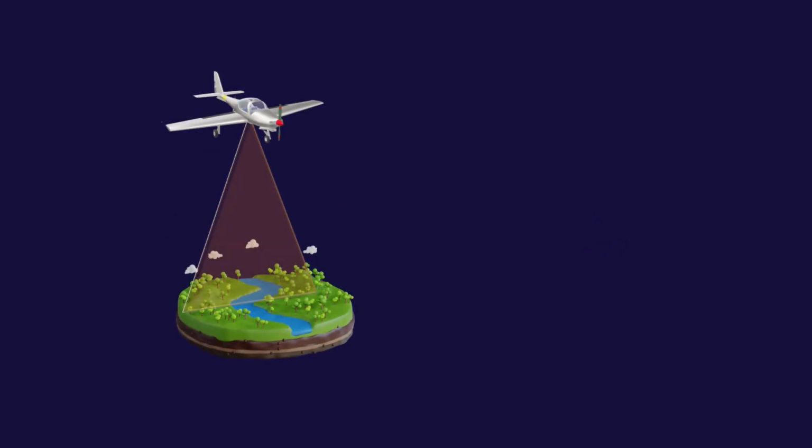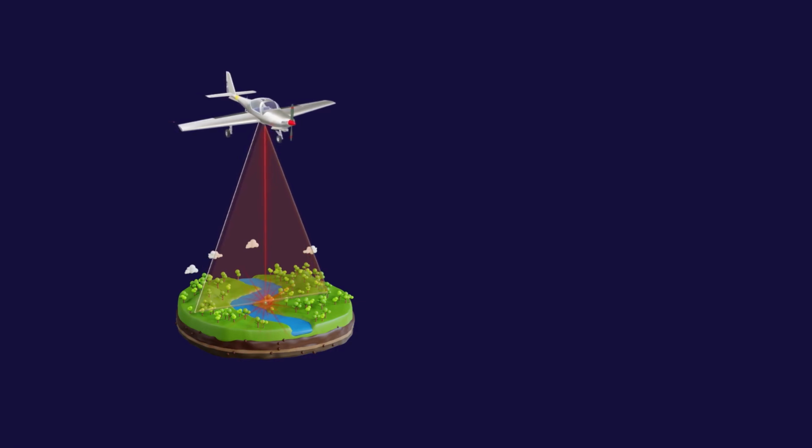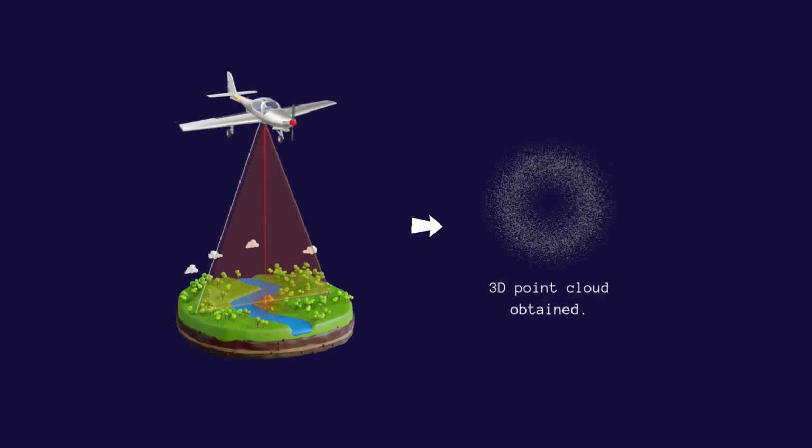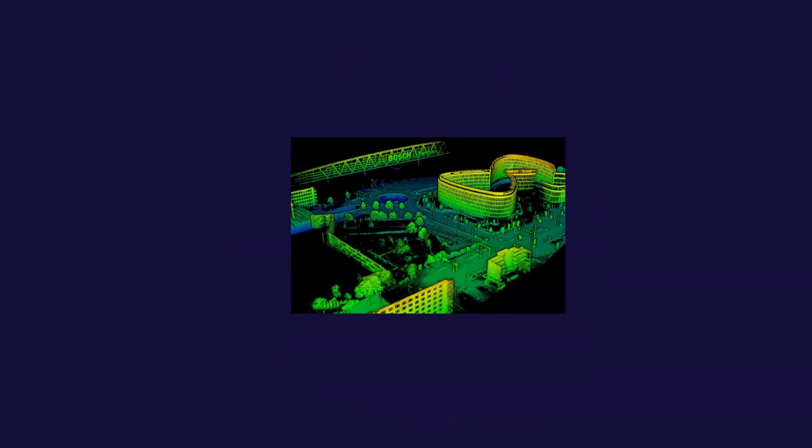Airborne LiDAR uses laser pulses to scan the ground surface. We obtain what is called a 3D point cloud. The system measures the time each pulse takes to return, which allows for precise calculation of the distance, and thus the 3D position of the point hit. By combining millions of points, we get a point cloud that represents the terrain's surface and everything on it.